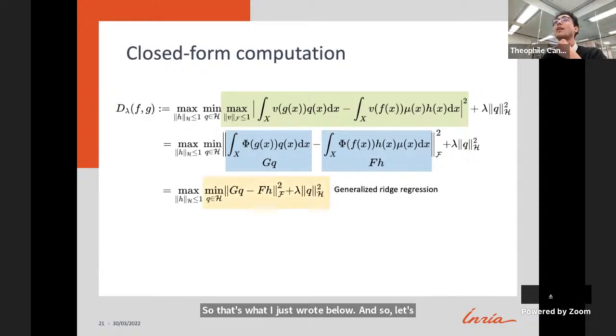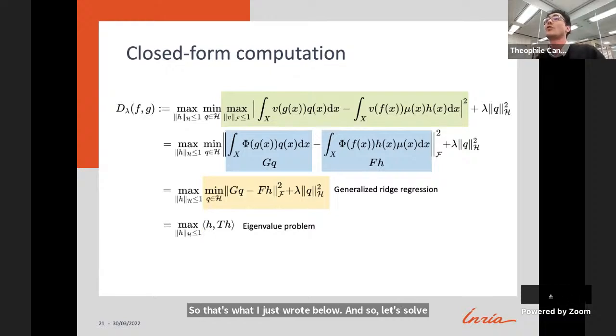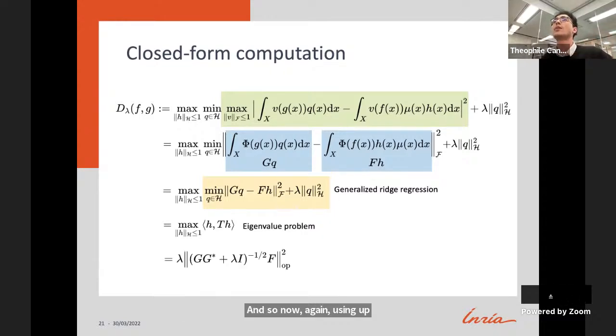So let's solve it. We get something that looks like an eigenvalue problem now, because we have this operator T. I won't say what T is, it doesn't matter, but it's a function of G, Q, and F, right? So we've transformed this max min max problem into a max min problem, right? Solving the first one, now we've solved the second one, and now we have an eigenvalue problem. Again, using operator algebra, this is the operator norm of T, right? And T is this guy. If you're not familiar with operators, you can pretend it's matrices, and it's exactly the same thing. So we get this closed form formula, right?